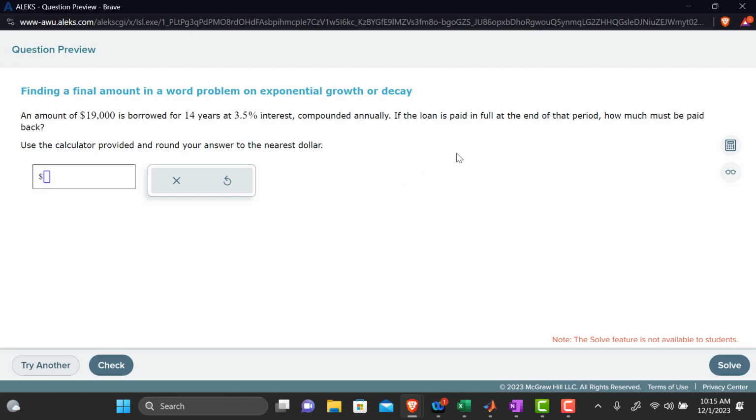If the loan is paid in full at the end of that period, how much will be paid? We do have this calculator on the right. We'll probably put that to use. So 19,000, 14 years, 3.5.